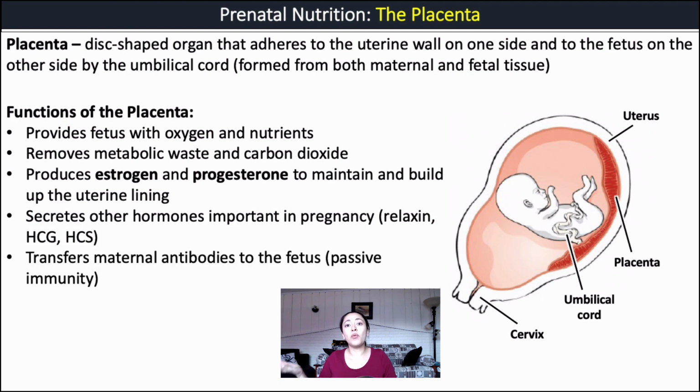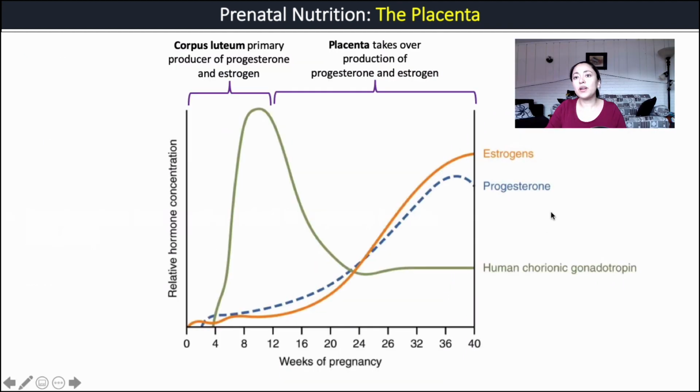And finally, one of the major functions of the placenta is to transfer maternal antibodies to the fetus, and this provides passive immunity to the fetus during the early stages of development and even after the baby is born. So again, here this illustrates the importance of the HCG hormone.